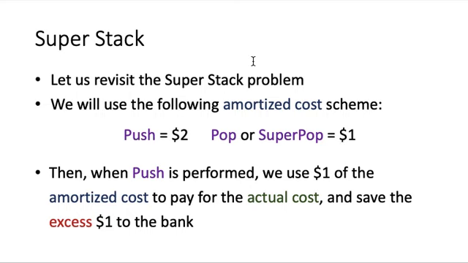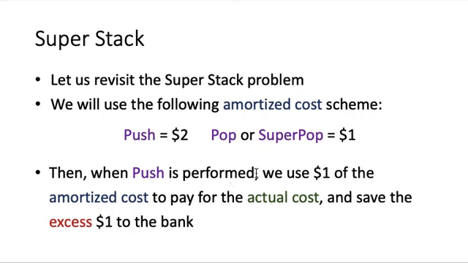So let us revisit the superstack problem. And we are going to use the following amortized cost scheme. For every push operation, we are going to pay a fixed $2 as the amortized cost, while for pop or super pop, we don't care about how many items are inside the stack. We always pay $1 as the amortized cost.